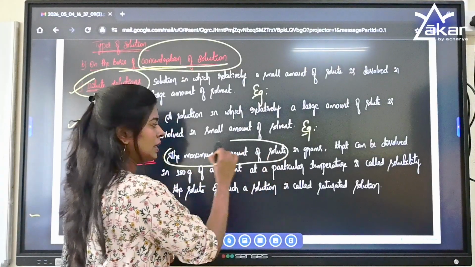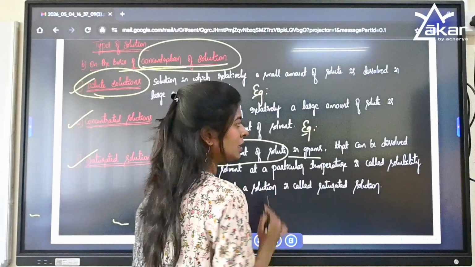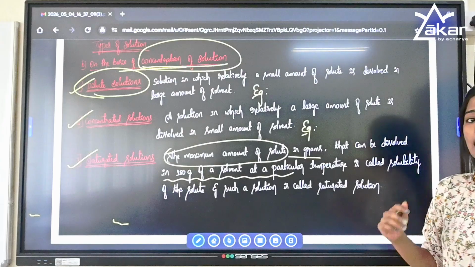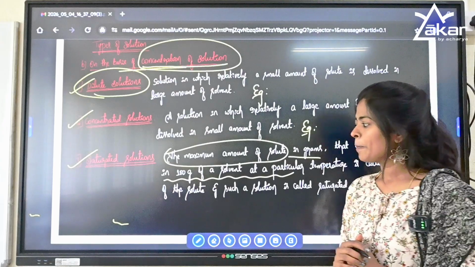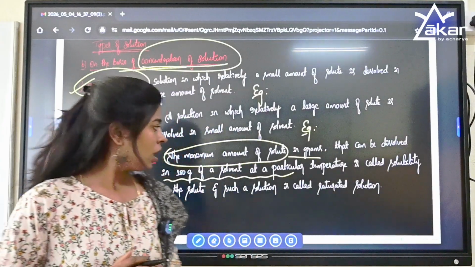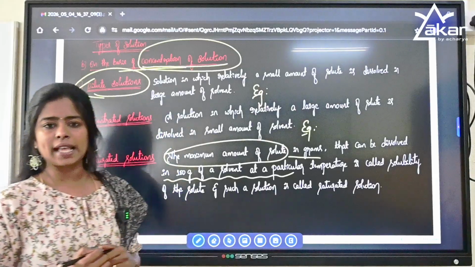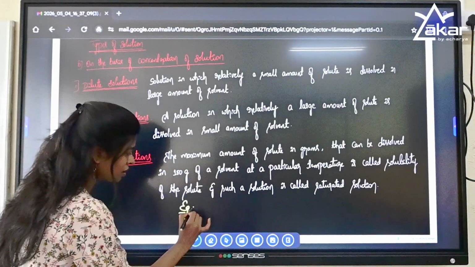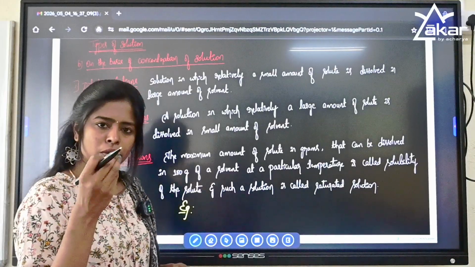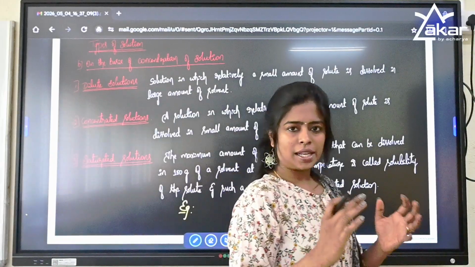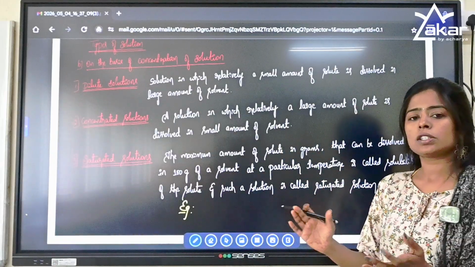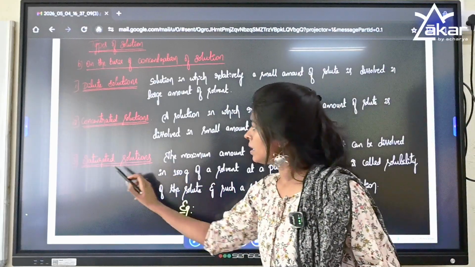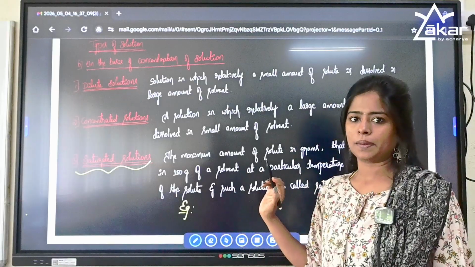The maximum amount of solute in grams that can be dissolved in 100 grams of solvent at a particular temperature is called the solubility of the solute, and such a solution is called a saturated solution. An example for saturated solution is, if you keep adding sugar to water, a stage comes where sugar stops dissolving in water and it settles at the bottom. That we call a saturated solution.